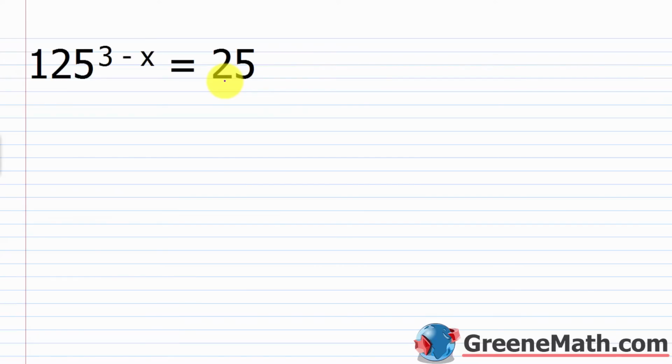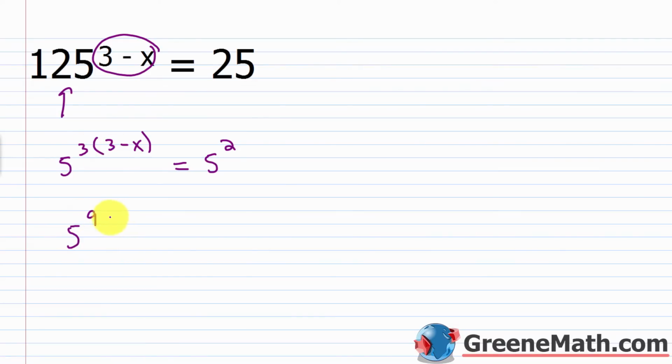So to use the base of 5, I would say this is 5 cubed. And again, that 3 there is going to multiply this guy right here. So I've got to use parentheses. So 5 raised to the power of 3 times 3 minus x. And this equals 25, we're going to write as 5 squared. To simplify further, we'd have 5 raised to the power of 3 times 3, which is 9, minus 3 times x, which is 3x. Then this equals 5 squared.